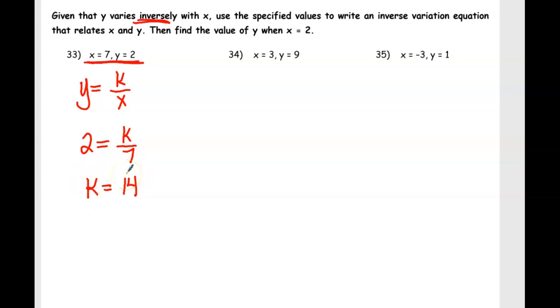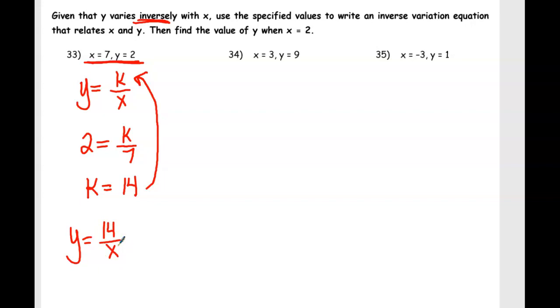All right, once we have our k, this is important, we then plug it back in to the original inverse proportion equation, and we write our equation. So we get y now is equal to 14 divided by x. Now we can use that to make a prediction.